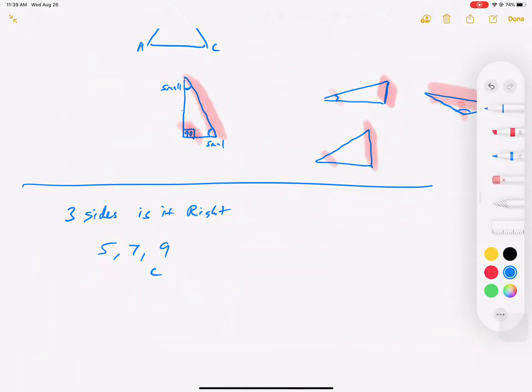So if this was true, my 9 is my C, and A and B doesn't matter. So 5 squared plus 7 squared is equal to 9 squared. 25 plus 49 is equal to 81, and that's 74 equals 81. This is not true, so this is not a right triangle.